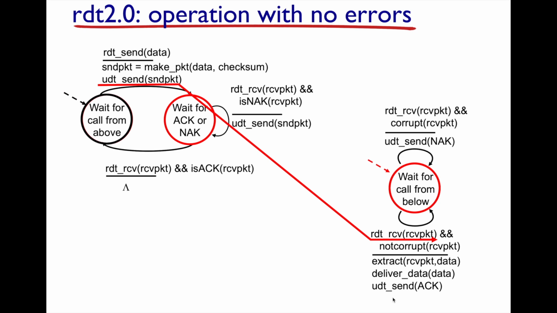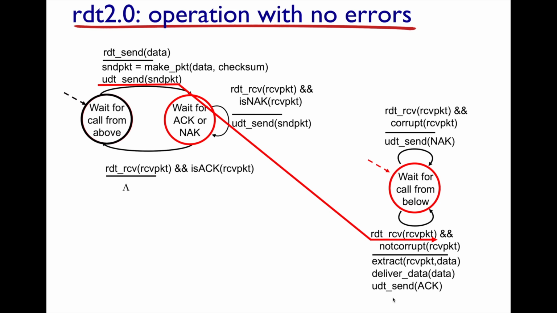So it receives the packet, RDT receive, and it checks the checksums match, so that means there's no corruption. So what does it do? Okay, well, it extracts the message data from that packet, and then it delivers that data to the application layer, or the correct socket in the application layer above, and then it does a UDT send of an ACK.